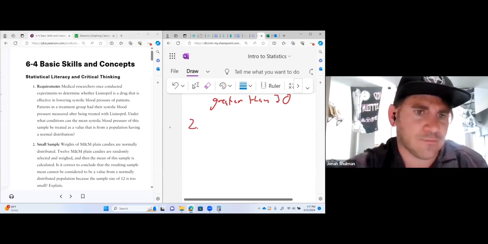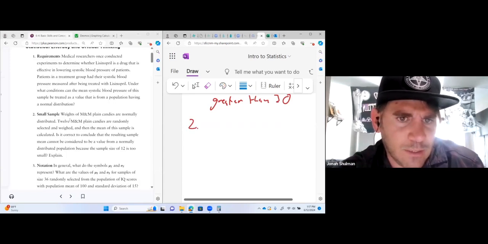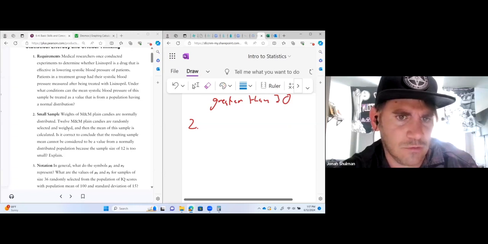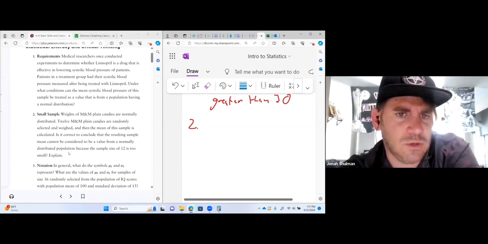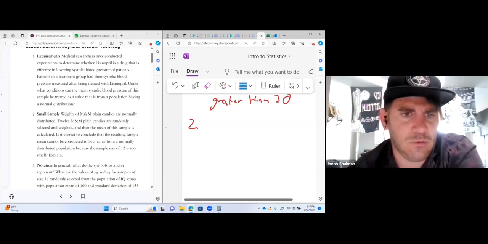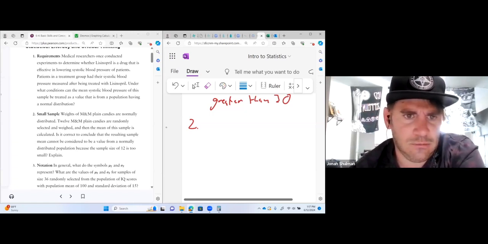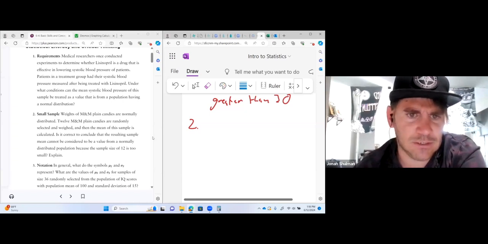Number 2. Sample weights of M&M candies are normally distributed. Ooh, 12 are randomly selected and weighed. Mean is calculated. Is it correct to conclude that the resulting sample mean cannot be considered to be a value from a normally distributed population? Is too small? Nope. Why not? Because it's already normally distributed. So we can. So it's double negative. We can consider it.